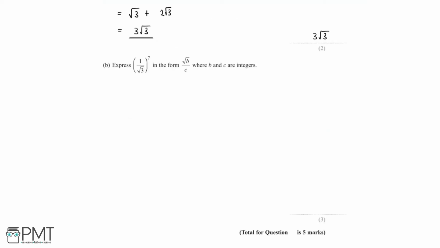Now in part B, we need to express 1 over root 3 all to the power of 7 in the form root b over c, where b and c are integers. Well, we can say that 1 over root 3 all to the power of 7 is equal to 1 to the power of 7 over root 3 to the power of 7. Well, before we continue, let's simplify root 3 to the power of 7. Well, now root 3 to the power of 7 can be written as root 3 to the power of 6 multiplied by root 3 to the power of 1.